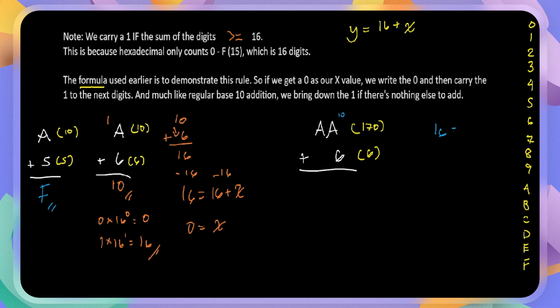So 16 is equal to 16 plus x. Subtract 16 from both sides, and we get 0. So we know that the x here is 0. So we write a 0 there, and then we carry the 1 from earlier.